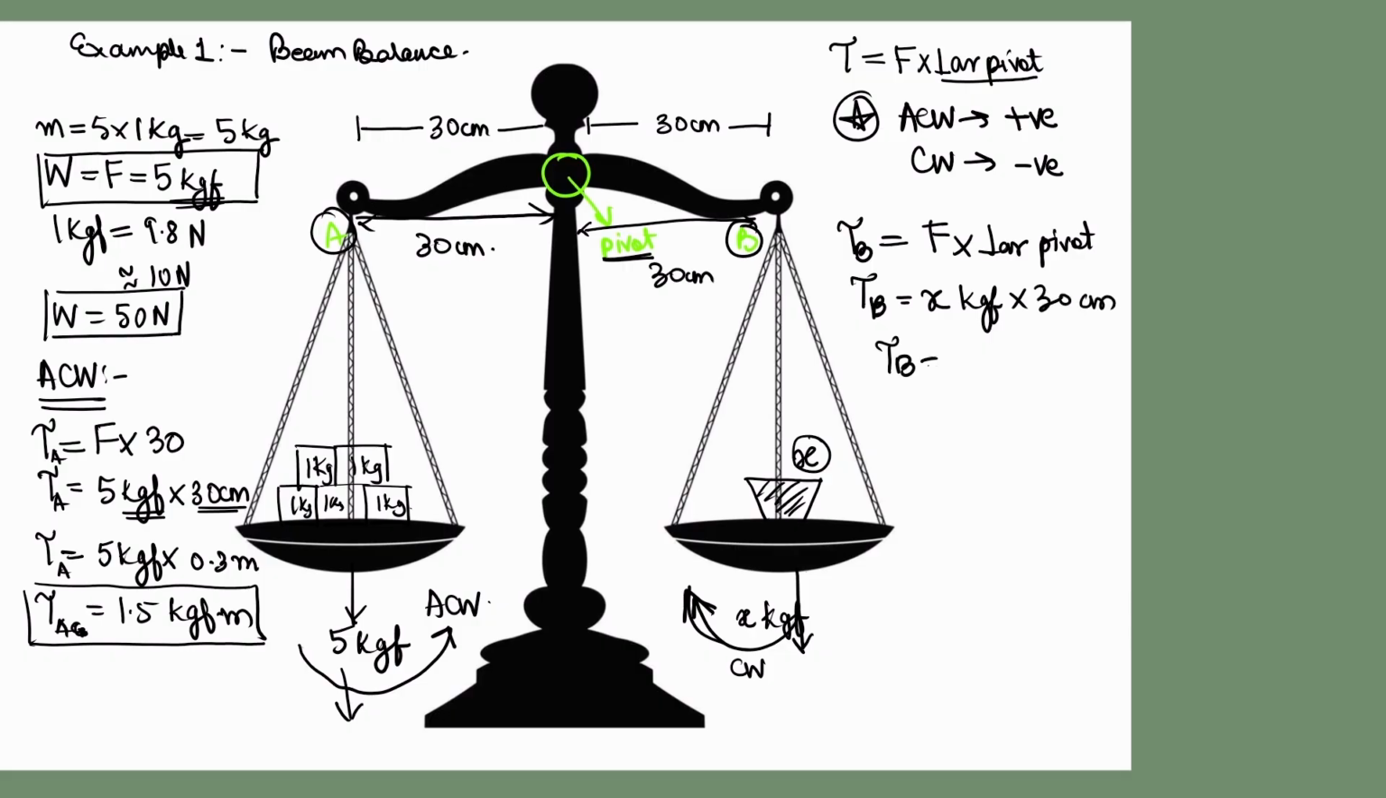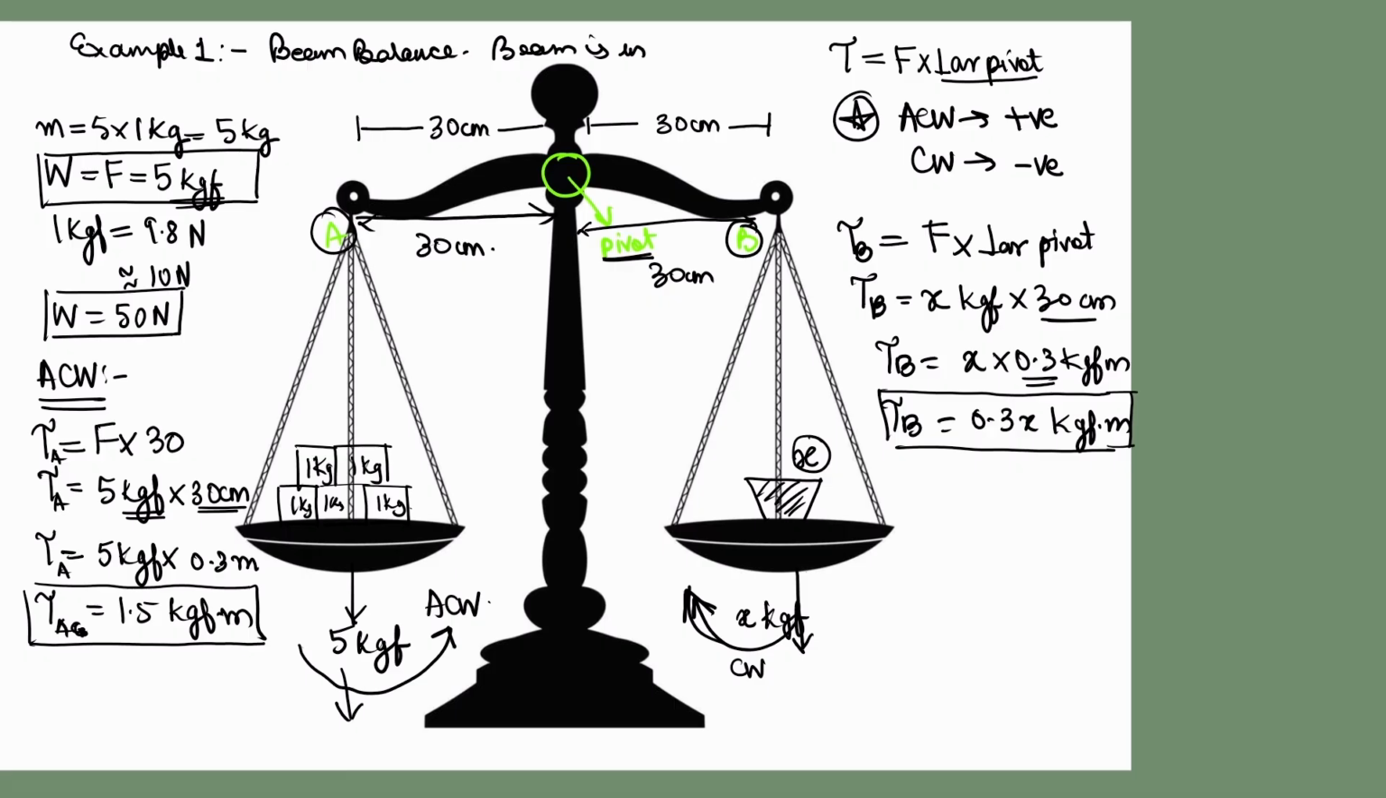So what is the torque about B? It is X into 0.3 kgf meter. I have just converted 30 centimeter into 0.3 meter. So torque about B is 0.3x kgf meter. All right. So torque about A and torque about B is something that we have already found. If I say the beam is in equilibrium, what does it mean? It means that the beam is balanced. That means the total anti-clockwise moment is equal to the total clockwise moment.